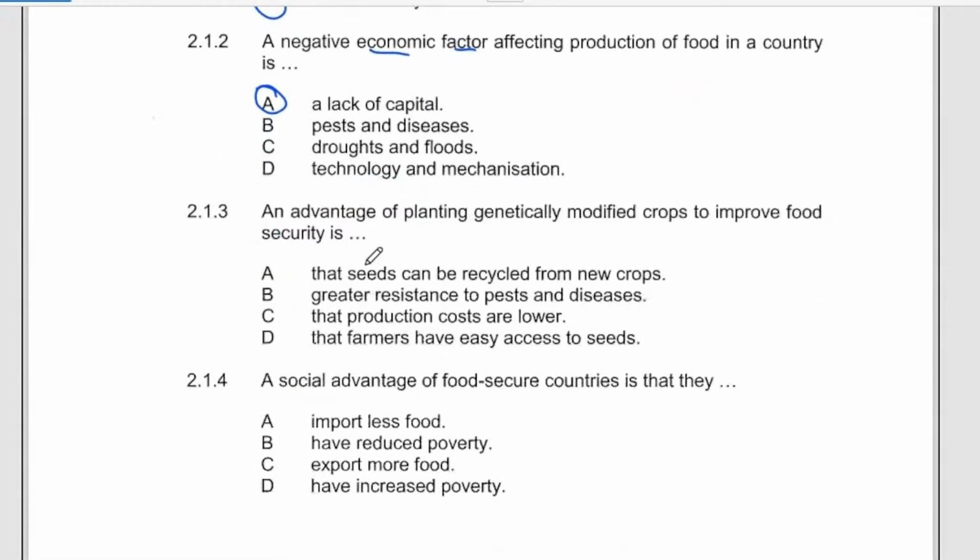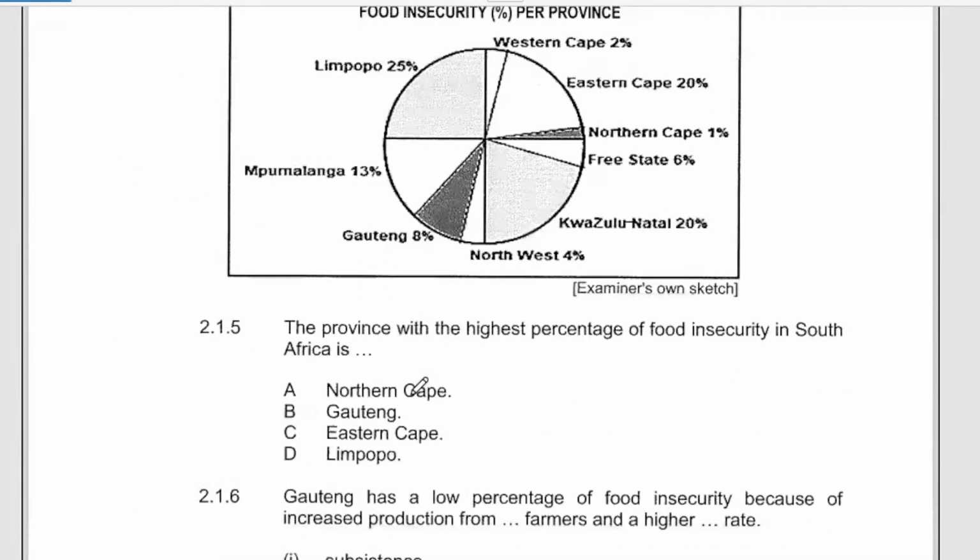Question 213. An advantage of planting genetically modified crops to improve food security is, what is the benefit of using GMOs? Right. There is greater resistance to pests and diseases. Right. Number 214. A social advantage of food secure countries is that we want to look at social. An advantage to society. Right. They have reduced poverty. Right. Moving on to the next question.